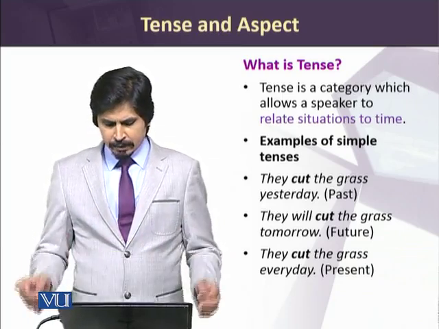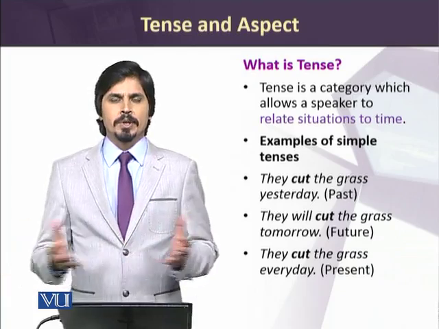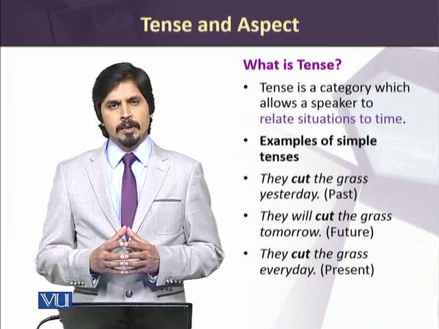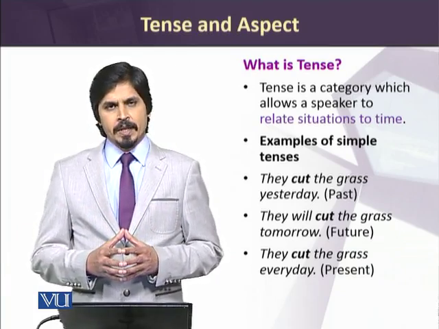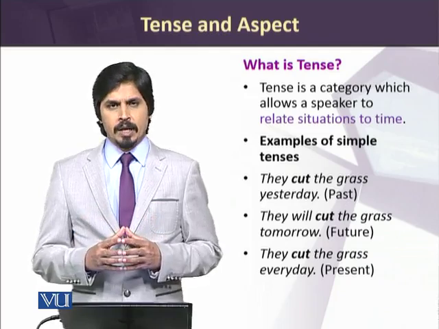And then the third example is, they cut the grass every day. This shows a habitual action or routine action, and that is a symbol of present tense. And in Urdu we call it mojooda or haal.